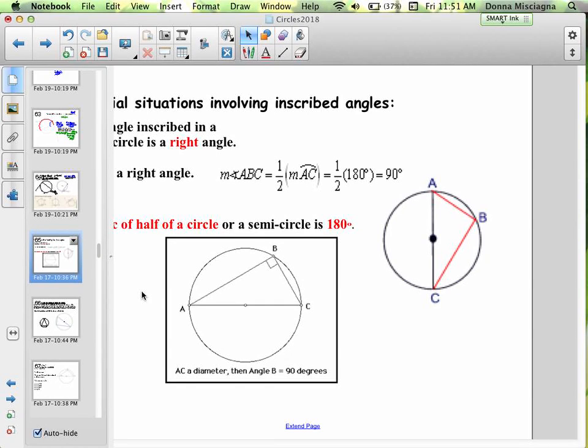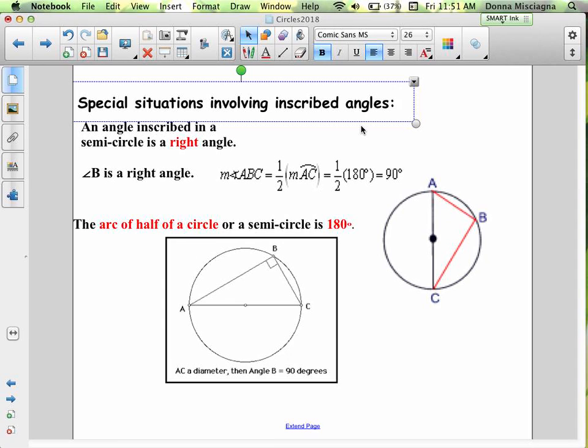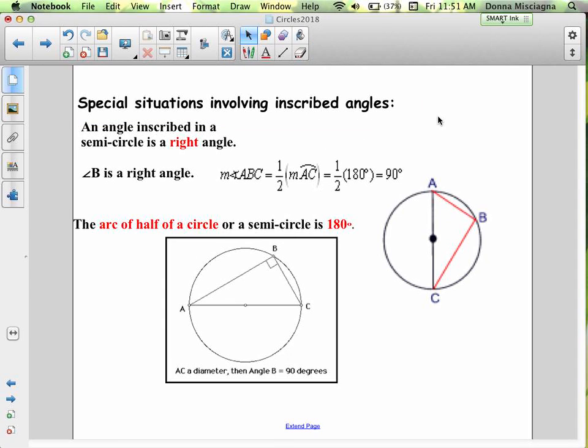So here we have a special situation involving inscribed angles. This is in your notes. An angle inscribed in a semicircle is a right angle. So fill in the blank there in your notes. All right, so here we have an example. An example is in your notes.